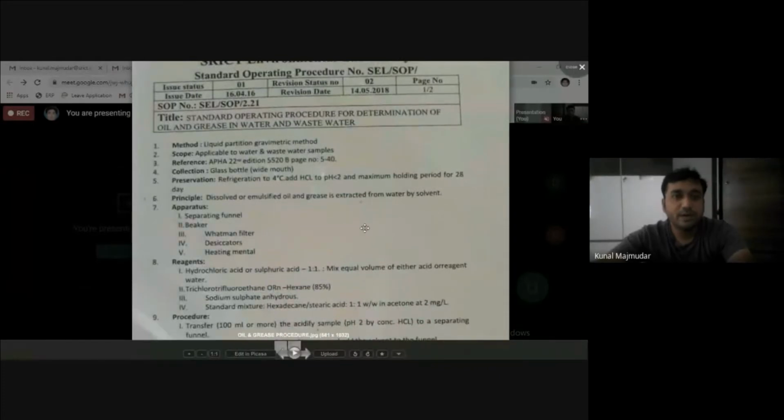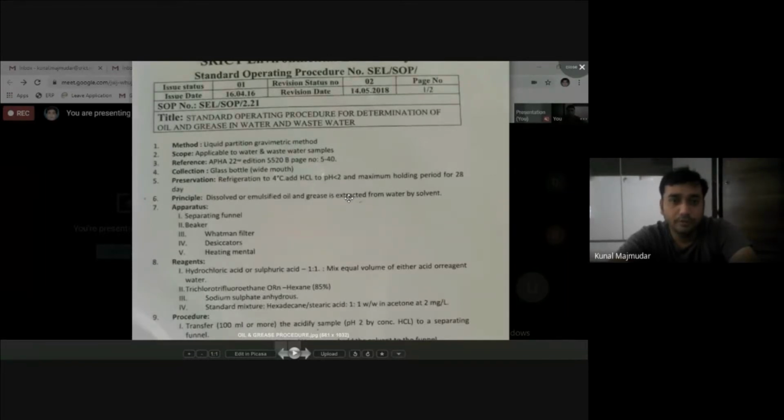So the first practical is the standard operating procedure for determination of oil and grease in water and wastewater sample. The method is the liquid partition gravimetric method. We'll directly come to the principle. Dissolved or emulsified oil and grease is extracted from water by solvent. What we will do is extract the dissolved or emulsified oil present in water with the help of solvent.